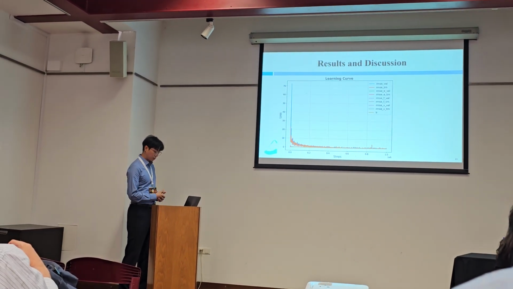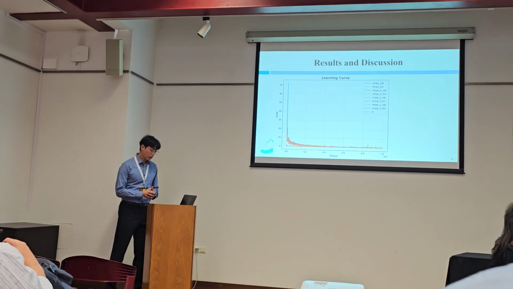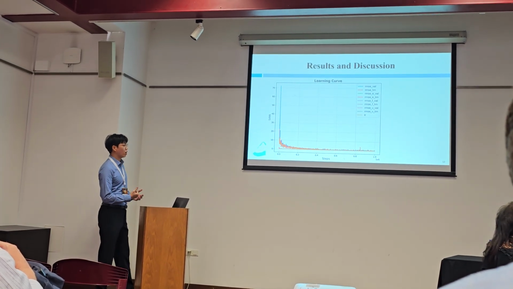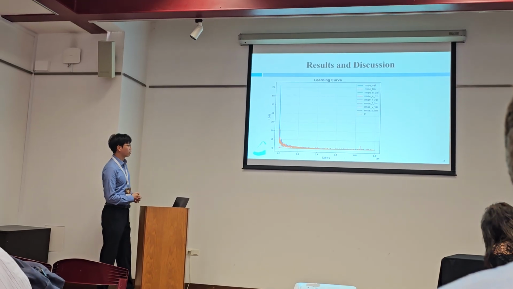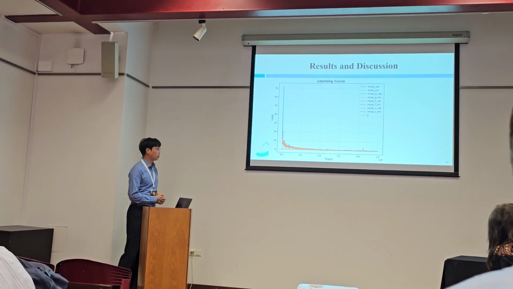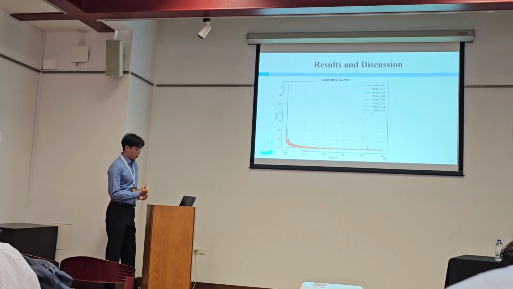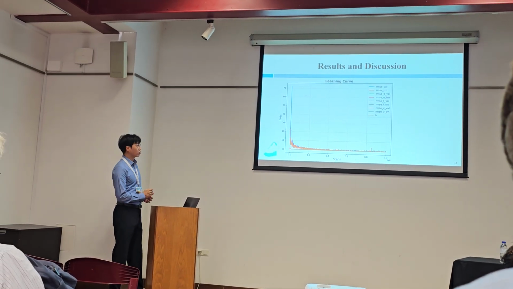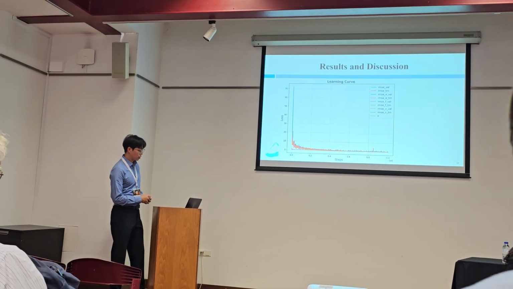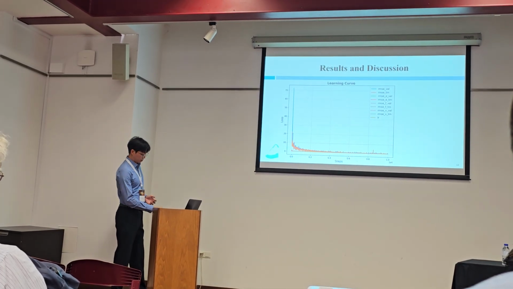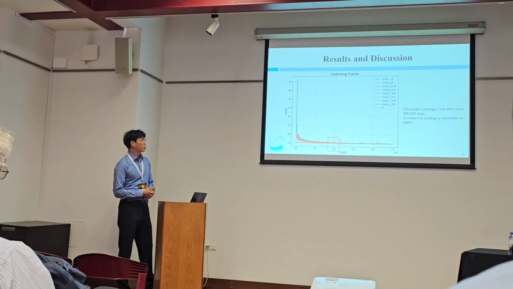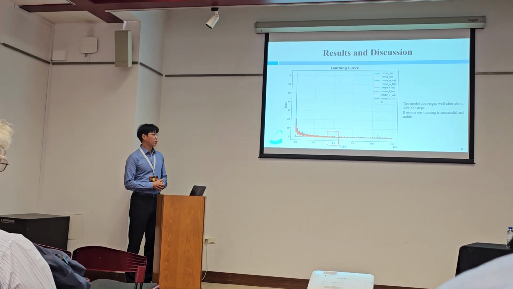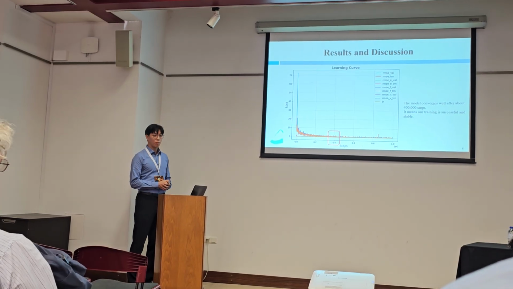Now let me present our results. This learning curve shows how our model improved during training. As you can see, the MSE for energy, force, and the virial stress all decrease steadily with the training step. The model converges after about 400,000 steps, which means our training is successful and stable.